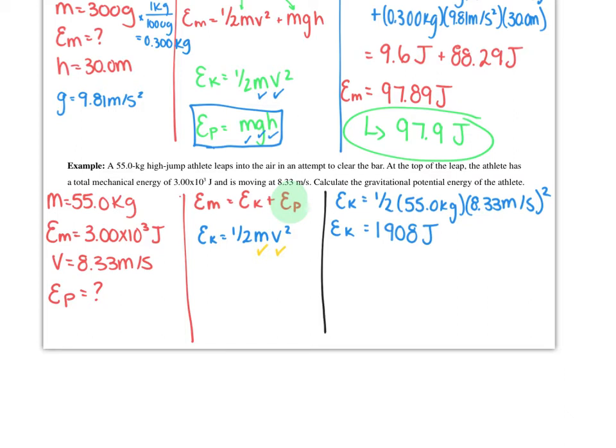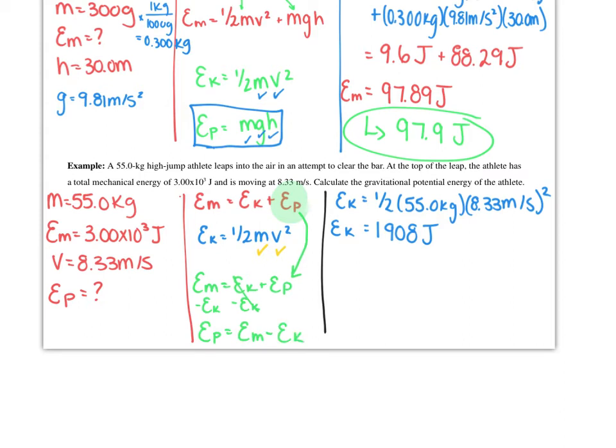What we can do now is go back to our EM is equal to EK plus EP formula and sub in what we know. We could sub in what we know, or we can rearrange first. It's up to you. So I think I will rearrange first. I need to rearrange this equation to solve for EP. So EM equals EK plus EP. I'm going to subtract EK from both sides. And I'm left with EP is equal to EM minus EK.